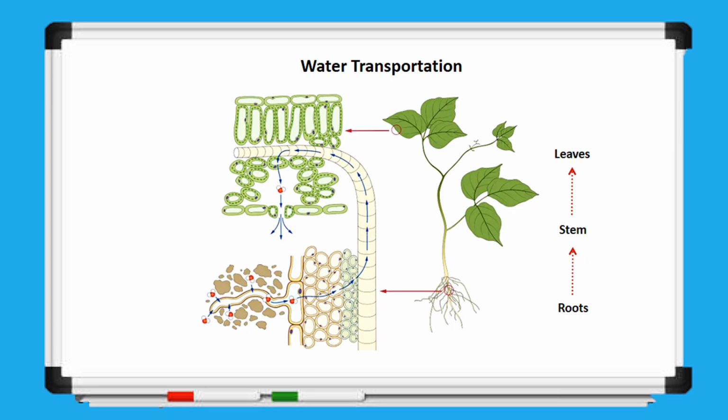Let's start with the roots. Most water absorption happens here, thanks to the root hairs that increase the surface area for uptake. In the diagram, you can see the blue arrows showing water being absorbed from the soil into the root cells, before it enters the xylem tissue. Next, we move to the stem.